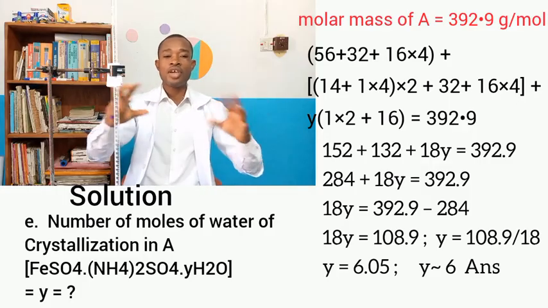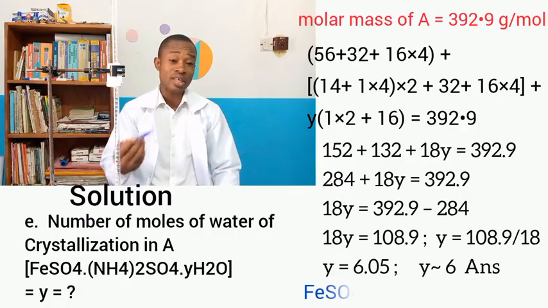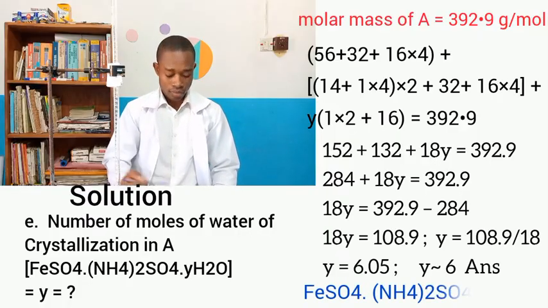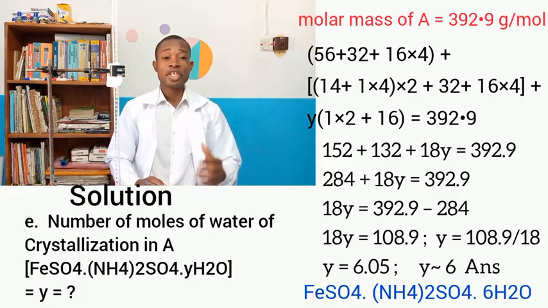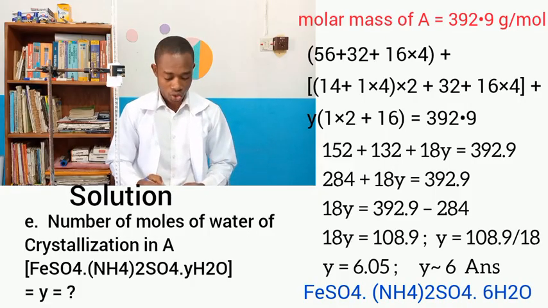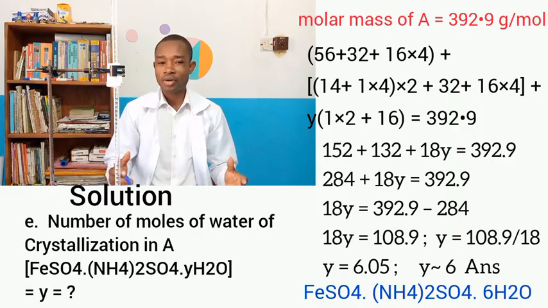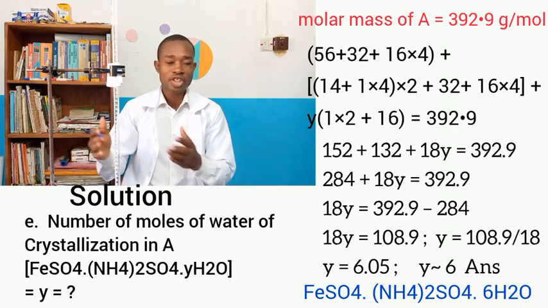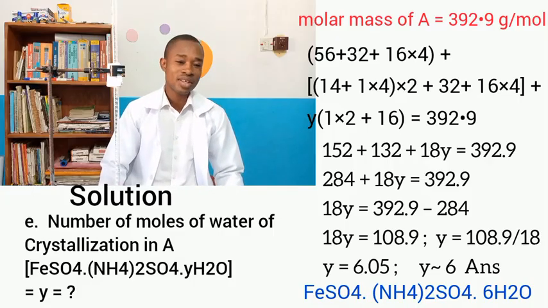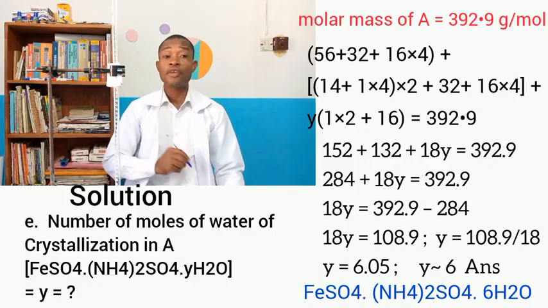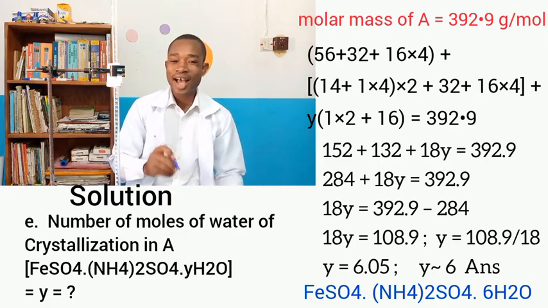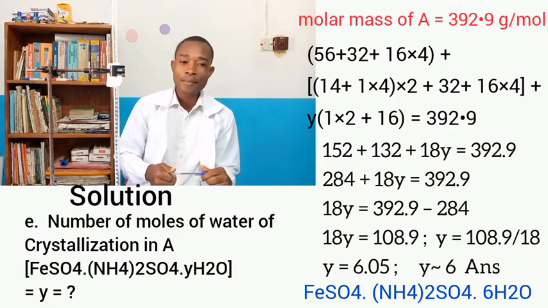With this, we can write solution A fully now to be FeSO4, open bracket, NH4, close bracket, 2, and then SO4. Then we have 6H2O. And of course, this is ammonium iron(II) sulfate hexahydrate. Once again, ammonium iron(II) sulfate hexahydrate.